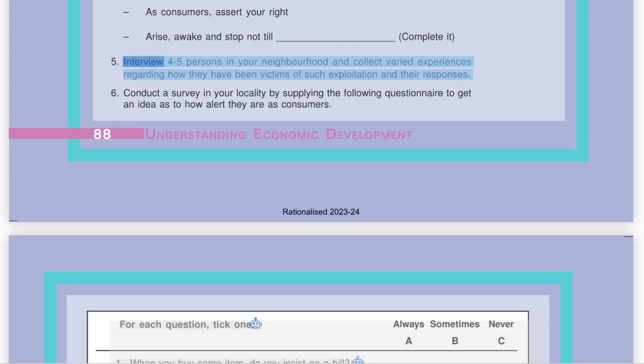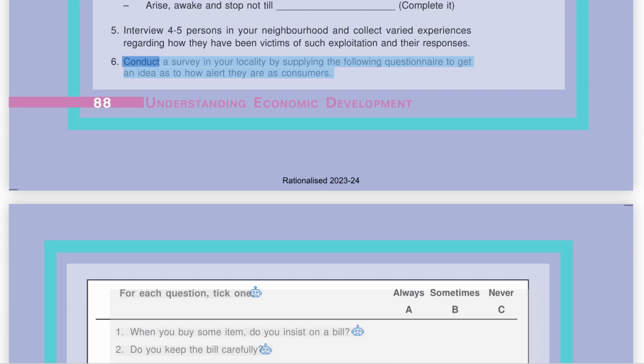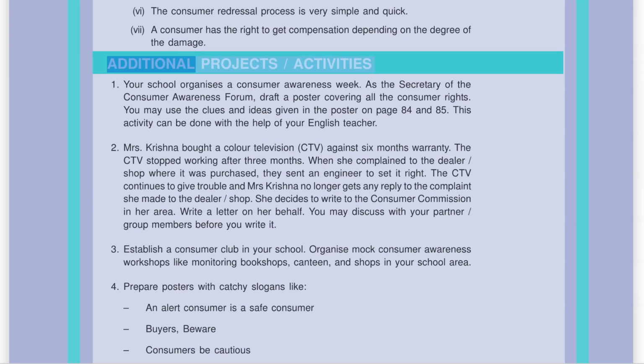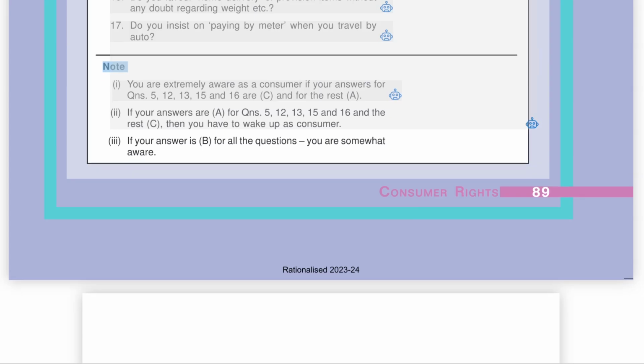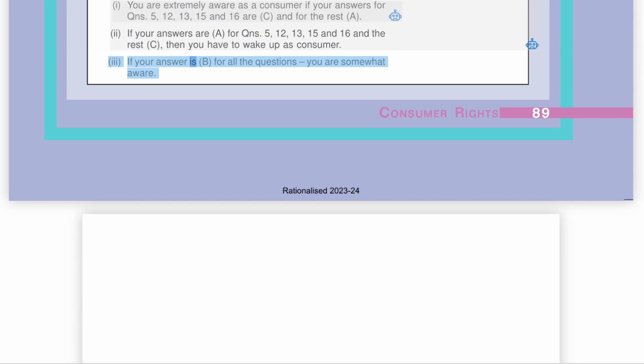5. Interview 4 to 5 persons in your neighborhood and collect varied experiences regarding how they have been victims of such exploitation and their responses. 6. Conduct a survey in your locality by supplying the following questionnaire to get an idea as to how alert they are as consumers. Additional projects/activities. Note: 3. If your answer is B for all the questions, you are somewhat aware.